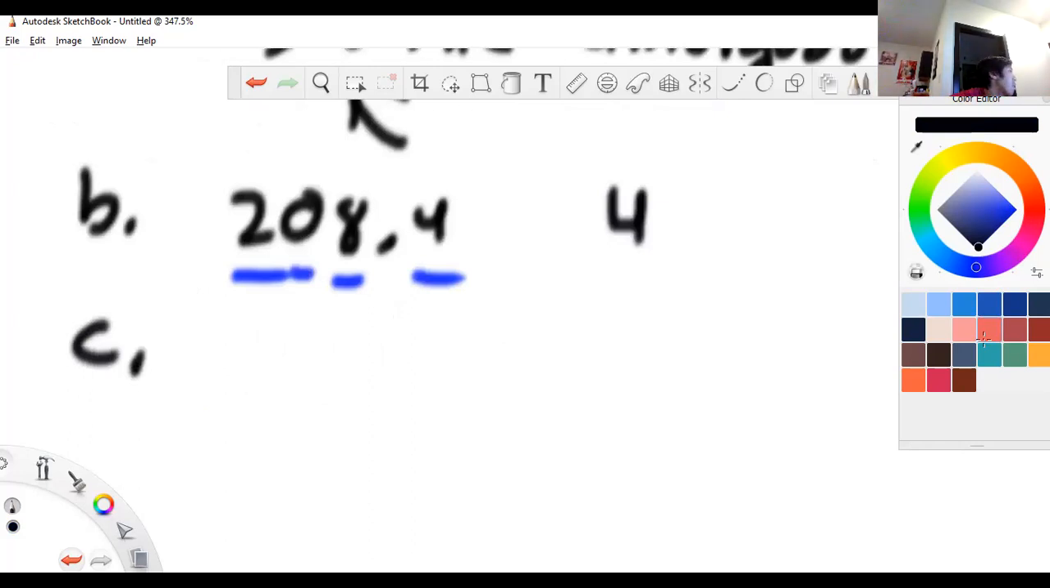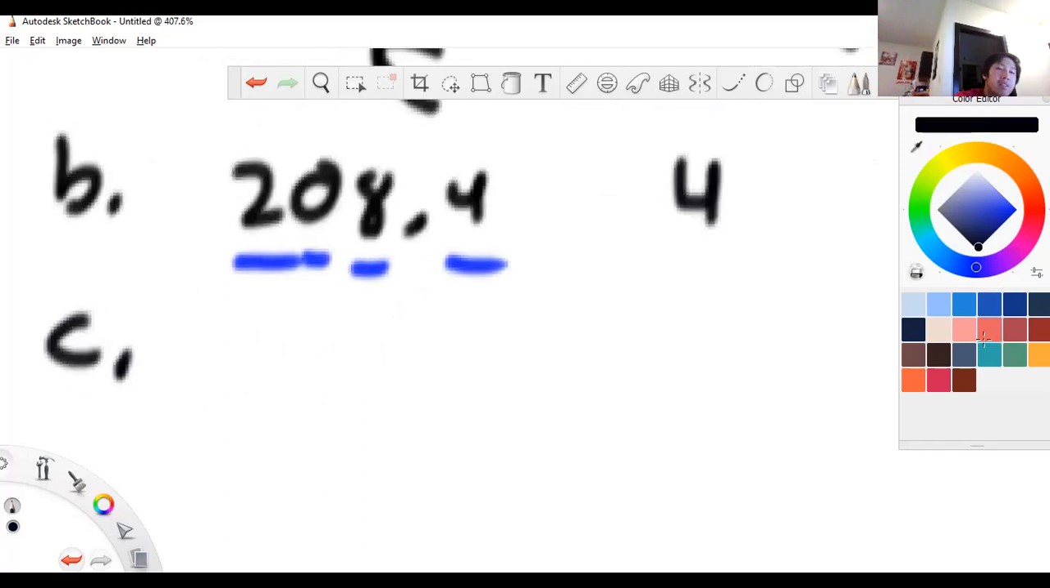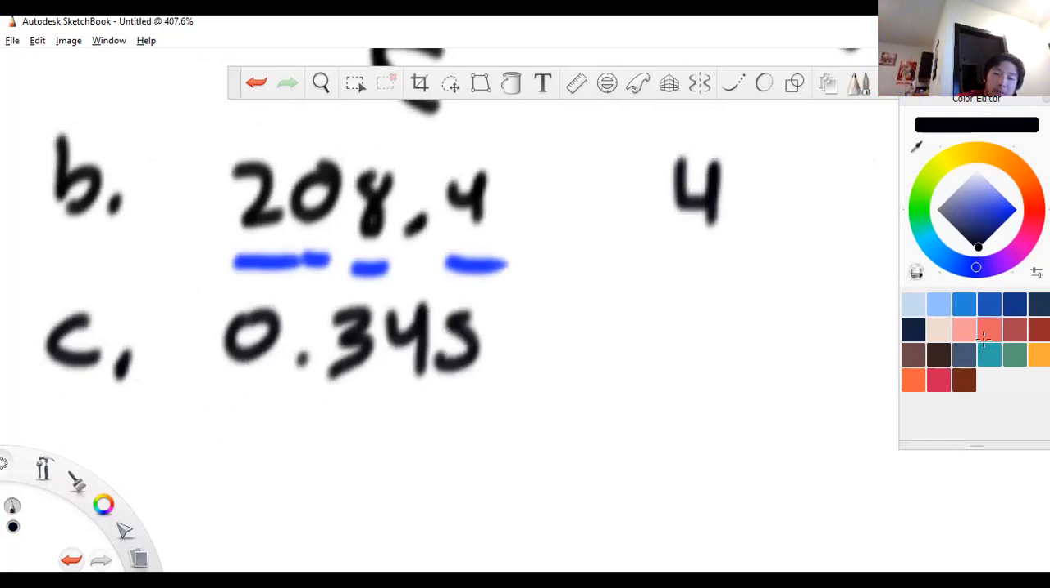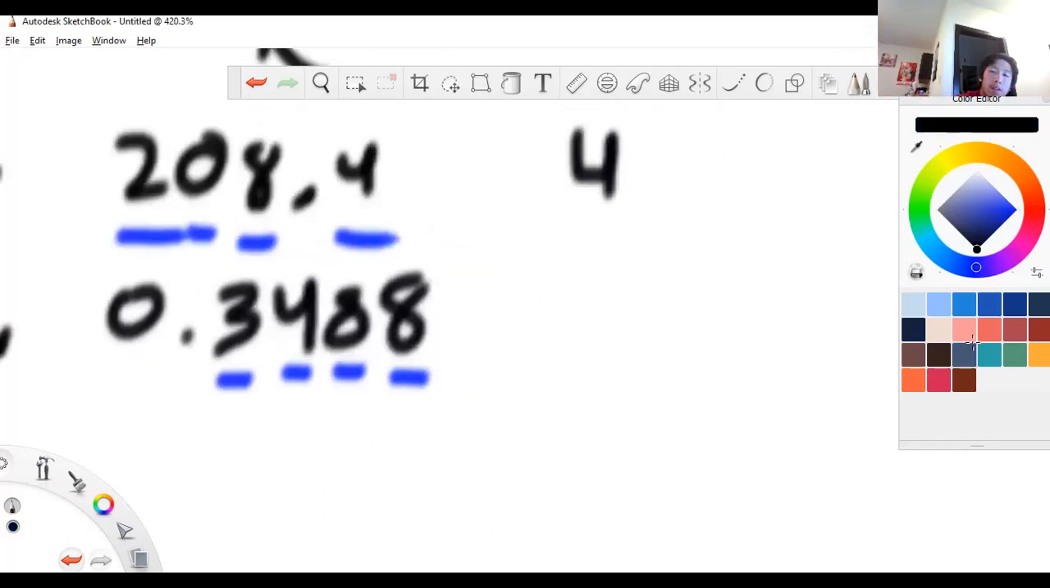C, a chemist records a mass of 0.3488. This zero is in front, so we don't really care about it. Just care about these guys over here. And that will come out to be 4 sig figs again.